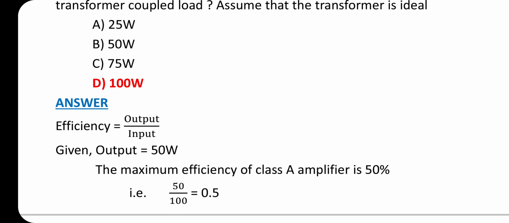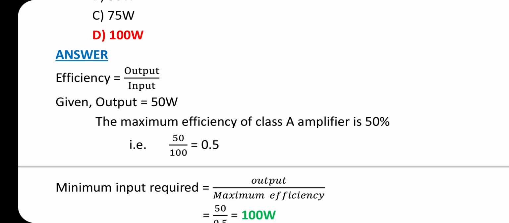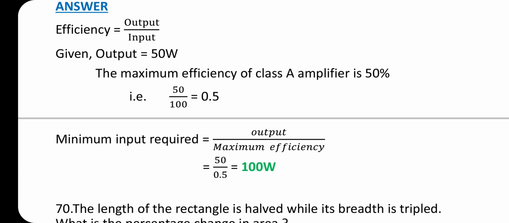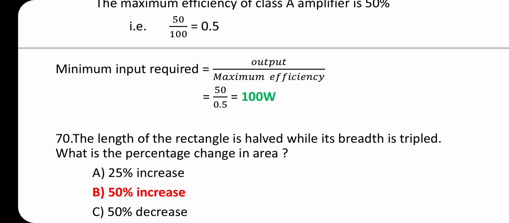We know efficiency is output by input. Given output equal to 50 watt. The maximum efficiency of a class A amplifier is 50%, that is 0.5. Minimum input required equals output divided by maximum efficiency. Substitute the values of output and maximum efficiency. We get minimum input required is 100 watt.